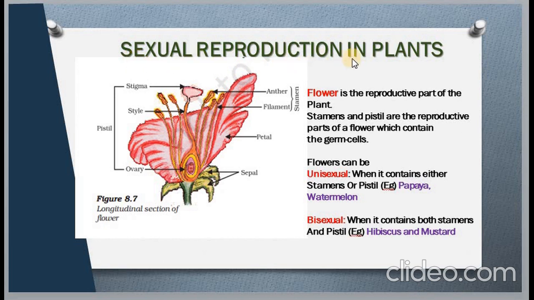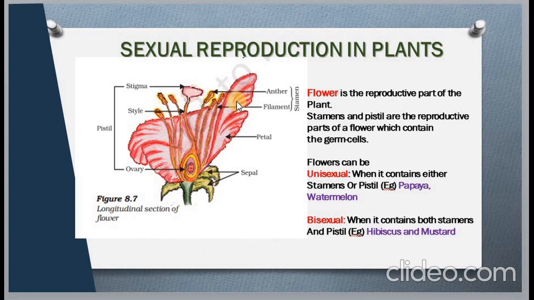So when we talk about sexual reproduction in plants, flower is the reproductive part of the plant. This flower has four whorls. The outermost whorl is known as sepal. The sepal is also known as calyx. It is basically used for the protection of the bud. And inner to sepal, we have another layer which is known as petal. Petal is also known as corolla. It is very colorful and it is usually used for attracting the pollinators.